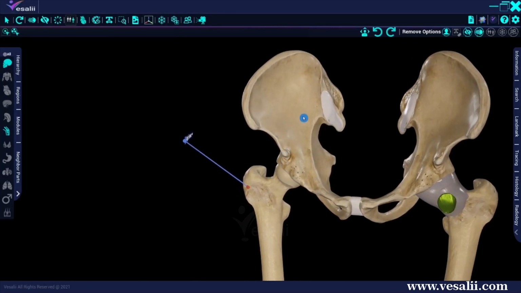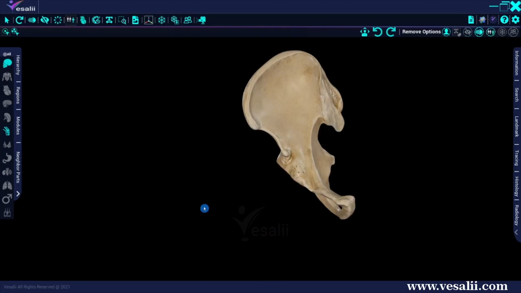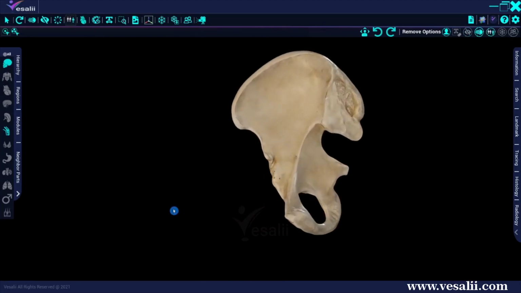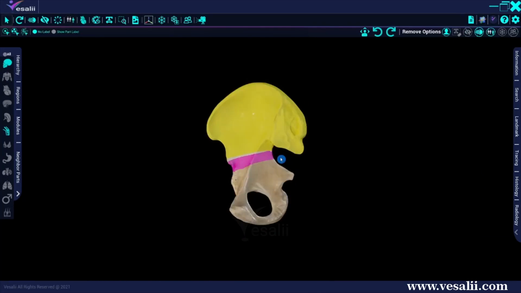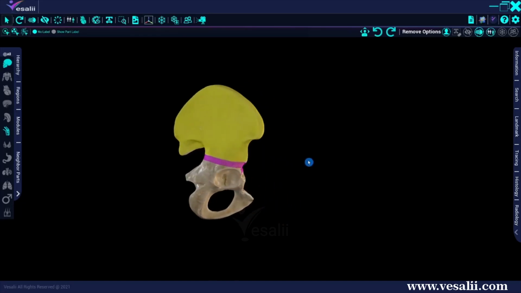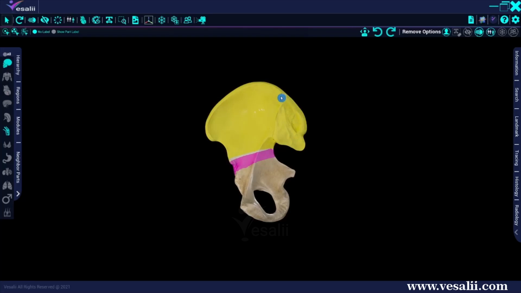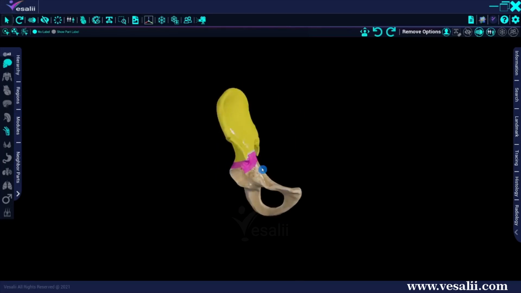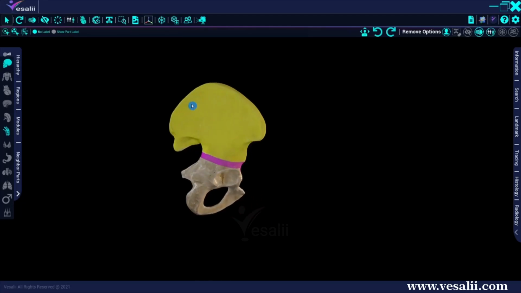Now, let's talk about each part of the hip bone in more detail. What I'm going to do here is isolate the right hip bone to see its bony landmarks better. We'll start with the ilium, which is the uppermost and widest part of the hip bone. Here we are looking at the medial aspect of the right hip bone. The ilium has an anterior medial surface and a posterolateral or gluteal surface.